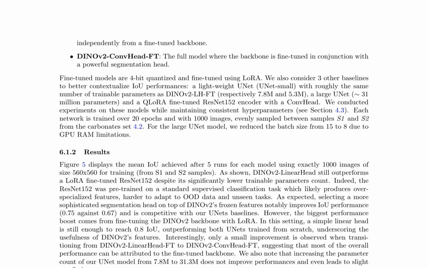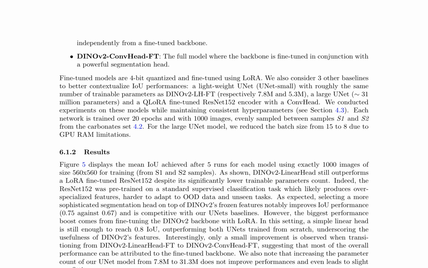The evaluation of various segmentation models is presented, focusing on the performance of DINOv2 variants and their comparison to other baselines. 4 DINOv2 models are compared: DINOv2 linear head, DINOv2 conv head, DINOv2 linear head FT, and DINOv2 conv head FT. Additionally, 3 other baselines are considered: a lightweight UNet, a large UNet, and a QLoRA fine-tuned ResNet 152 encoder with a conv head.